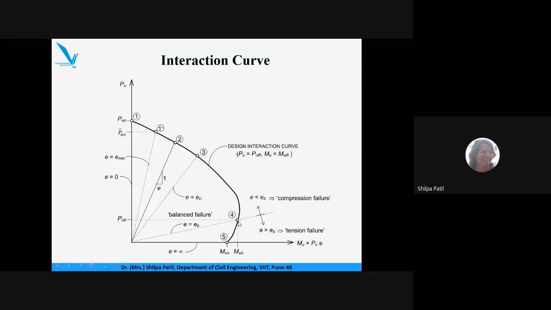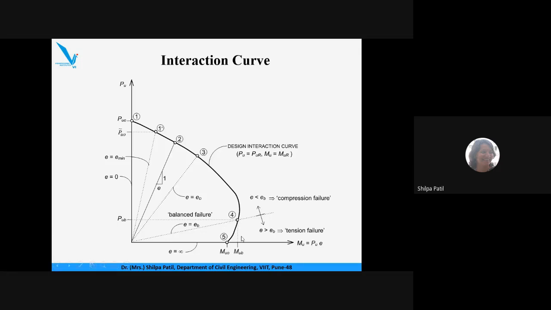Corresponding to this particular point 4, it is also called the point corresponding to the balanced failure condition. Yesterday we also discussed the various modes of failure, in which we discussed three modes: first is balanced, second is compression, and third is tension. Balanced failure is the one in which the stresses in the steel and concrete develop at the same time in the column. Whatever failure takes place at that time is called a balanced failure. And corresponding to this balanced failure, the eccentricity is denoted by eb.